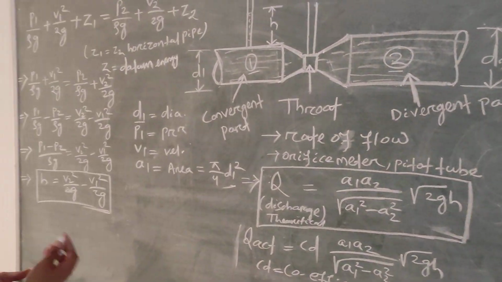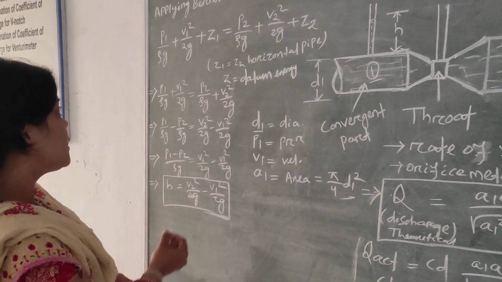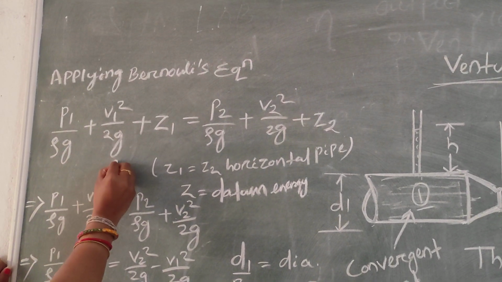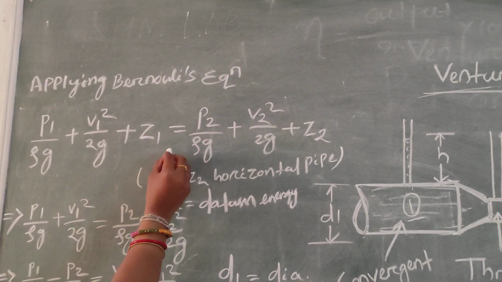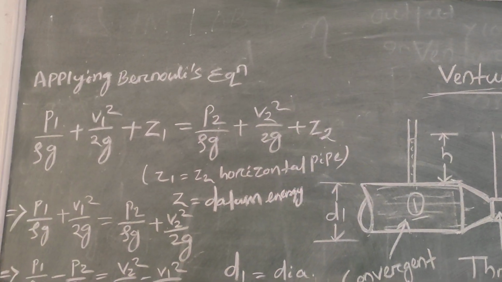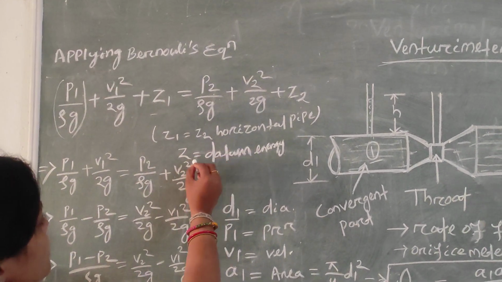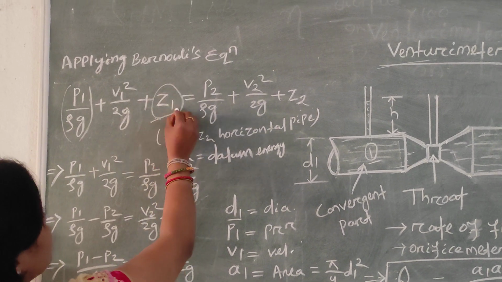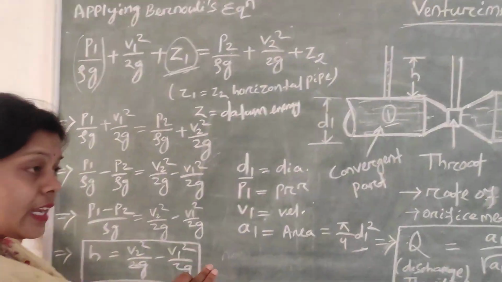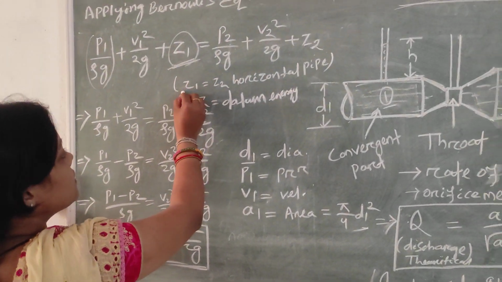After that we have to apply Bernoulli's equation. Bernoulli's equation is P1 by rho g plus V1 square by 2g plus Z1 is equal to P2 by rho g plus V2 square by 2g plus Z2. Here P by rho g is the pressure energy, V square by 2g is the velocity energy, and Z is known as the datum energy. In a horizontal pipe, normally Z1 equals Z2.